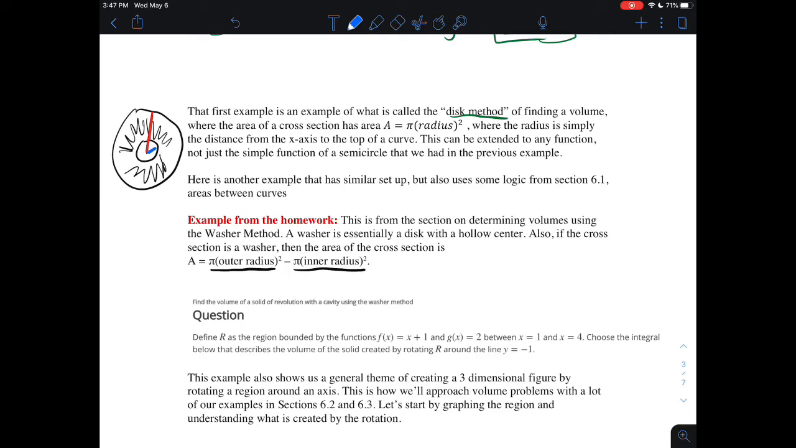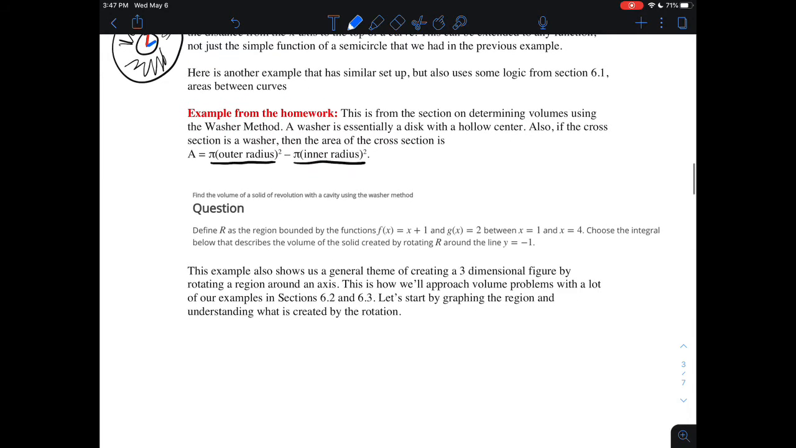So here's the question that comes from that section. Define capital R as the region bounded by the functions f of x equal to x plus 1 and g of x equal to 2 between x equal 1 and x equal 4. Choose the integral below that describes the volume of the solid created by rotating R around the line y equal negative 1. So this one example will show us a general theme of creating three-dimensional figures by rotating a region around an axis, which is actually a lot of the volume questions you're going to see throughout this section and the next.